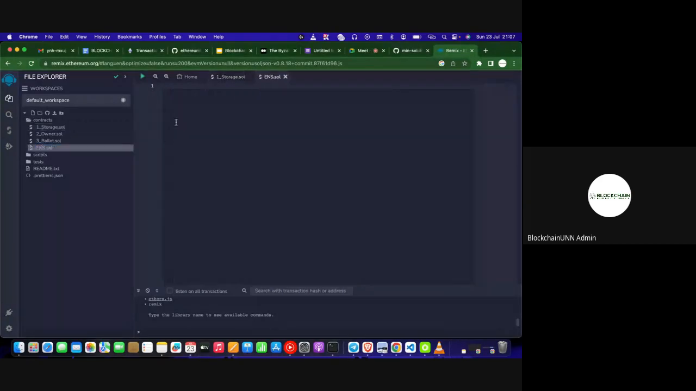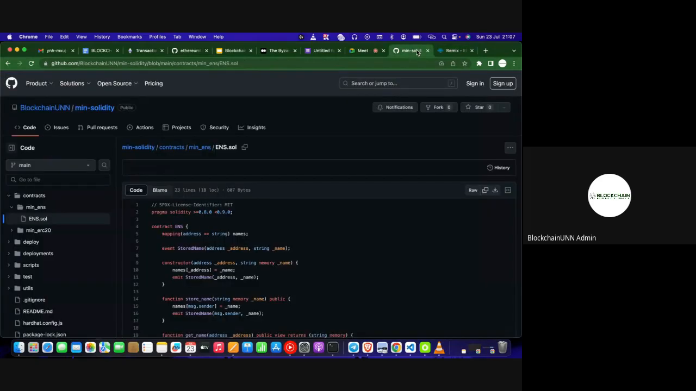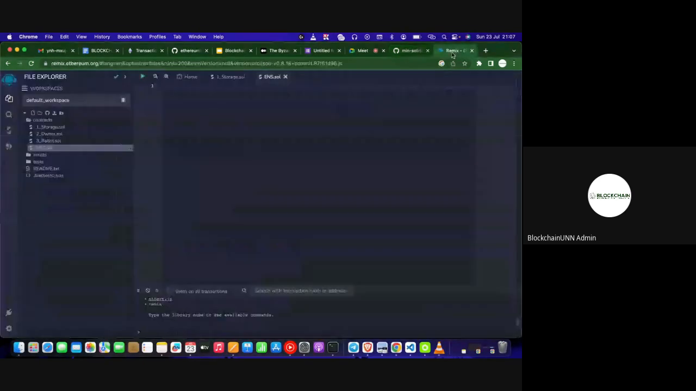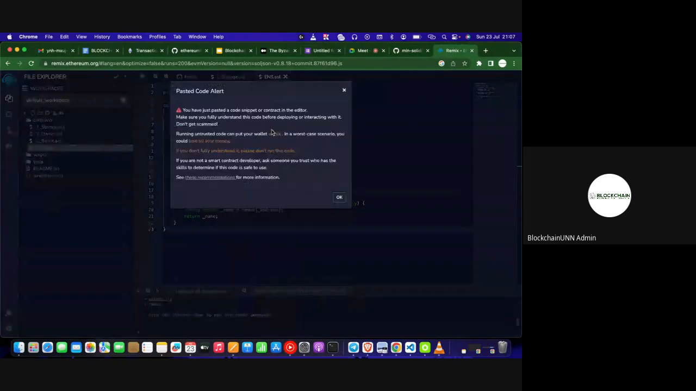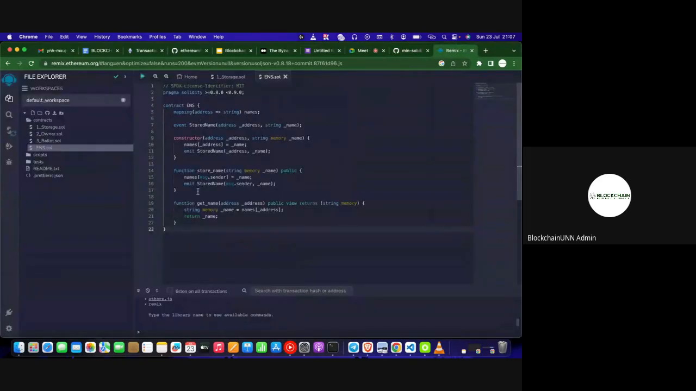Now, on the Blockchain UNN's GitHub repo, there's this repository I'm trying to compile, which will just contain basic minimal implementations of different standards and concepts in Solidity. And I'm just going to copy the ENS example from that repo, paste it here, and try to compile and deploy it.